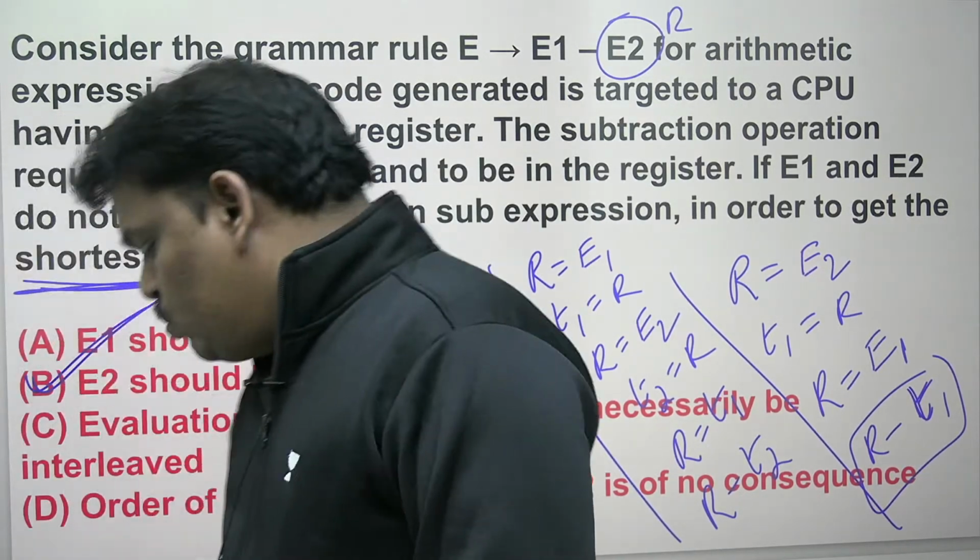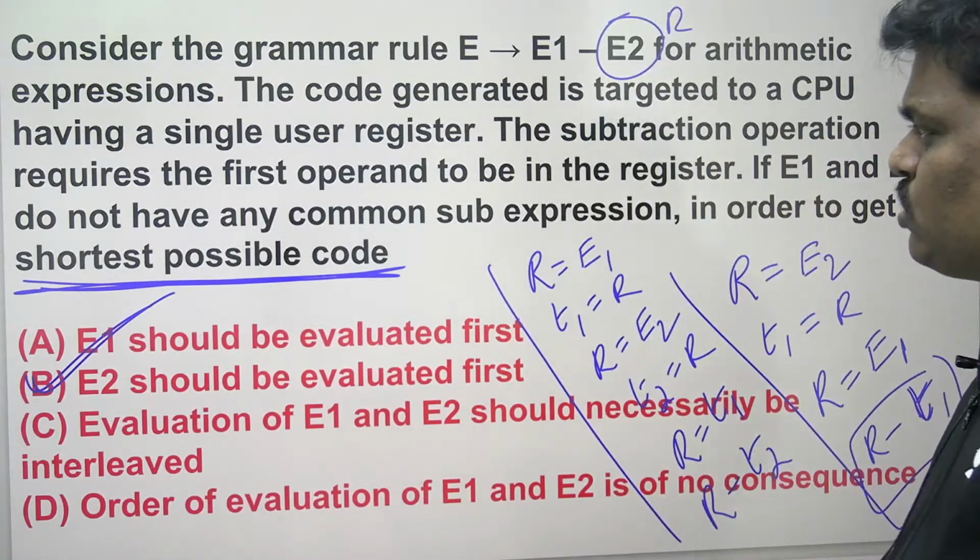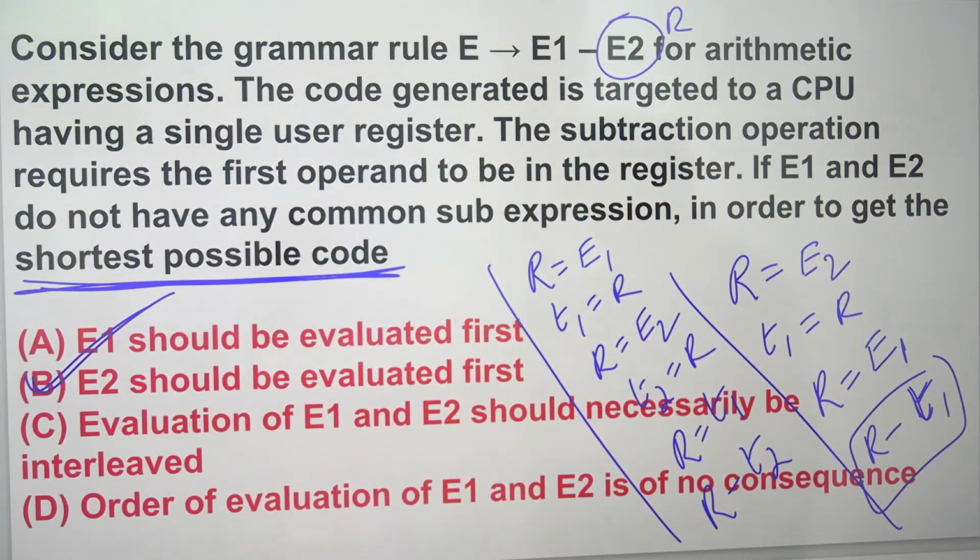He didn't mention it, Pratyusha. Whatever he said, just do that only. Normally both should be there in the register, but he didn't say so. See what he mentioned in the problem: the code generated is targeted to a CPU having a single user register. The subtraction operation requires the first operand to be in the register. The second one need not be, because he has nowhere mentioned it. If E1 and E2 do not have any common sub-expression, in order to get the shortest possible code, E2 should be evaluated first. Please check whatever is given, just do that.